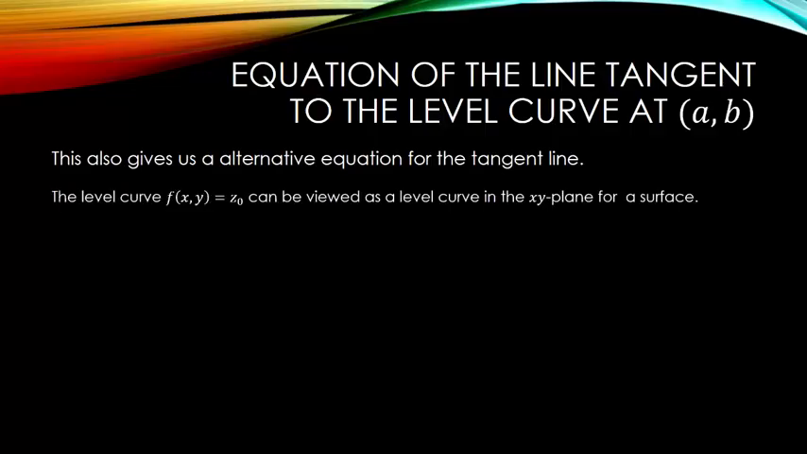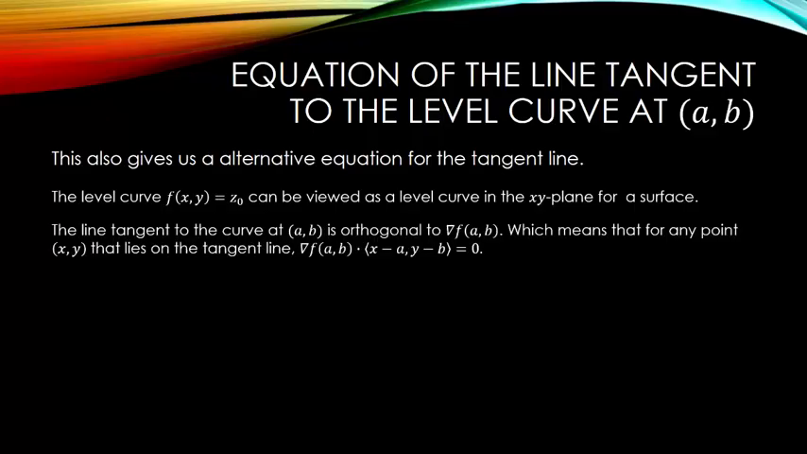The level curve f of xy is equal to z0 can be viewed as a level curve in the xy plane for my surface when I look down on it from above. The line tangent to the curve at AB is orthogonal to the gradient of f at AB. This means that for any point xy that lies on that tangent line, the gradient of f at AB dotted with the vector with components x minus a, y minus b is going to equal 0. So that I can write the gradient of f at AB dotted with the vector with components x minus a, y minus b is equal to 0.